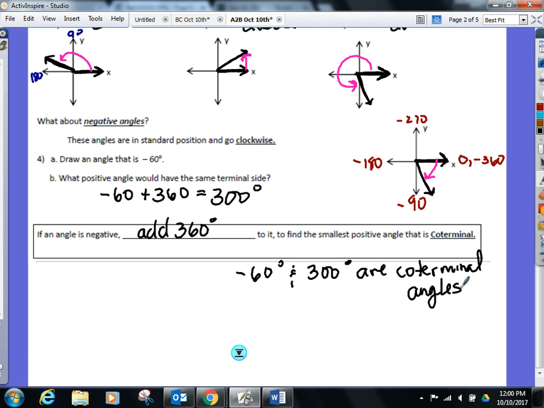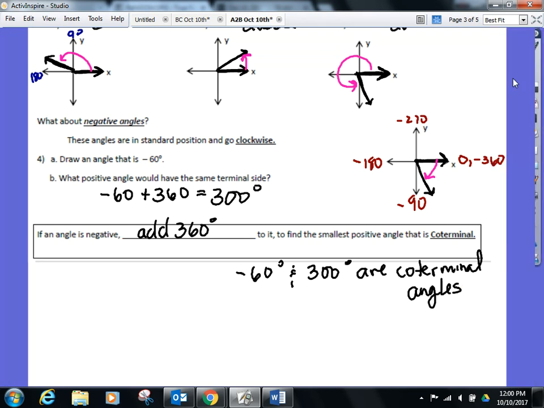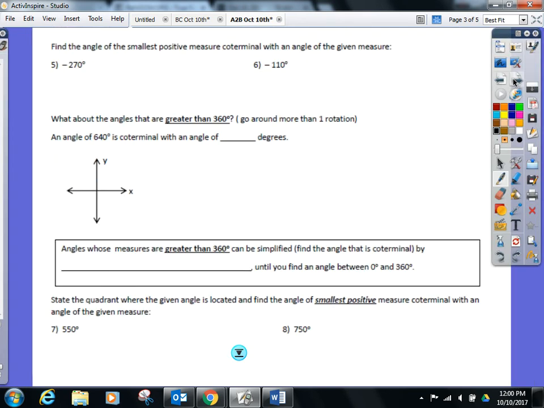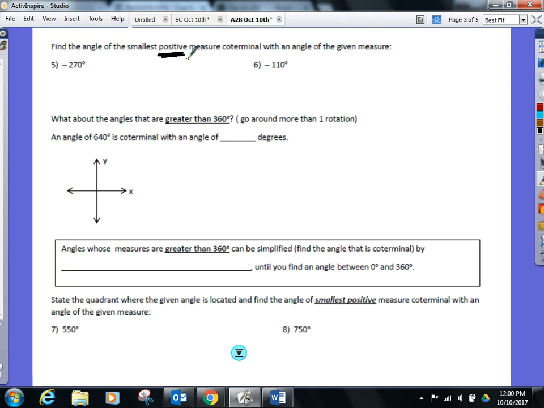Question on that vocab piece? Fine. Okay, go ahead, 5 and 6. I got negative 270 and I got negative 110. You do not need to draw it, but I want you to find the smallest positive measure that has the same terminal side. Okay, so negative 270, and what positive angle has the same terminal side? Negative 110, and what positive angle has the same terminal side?